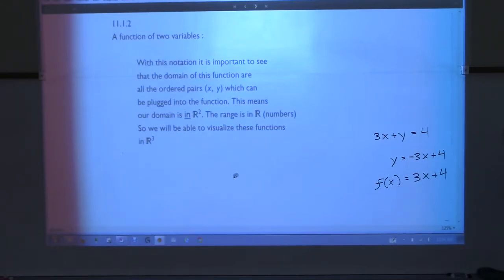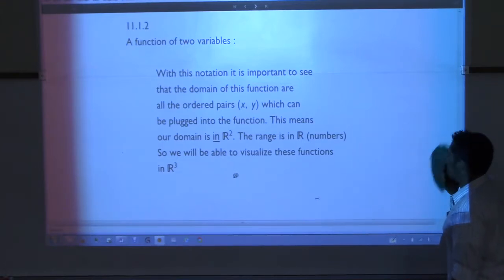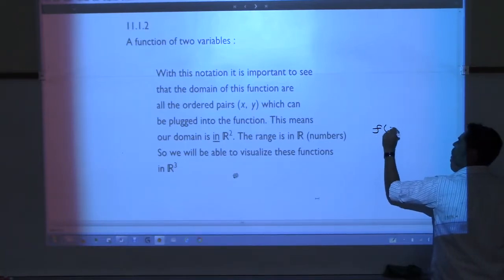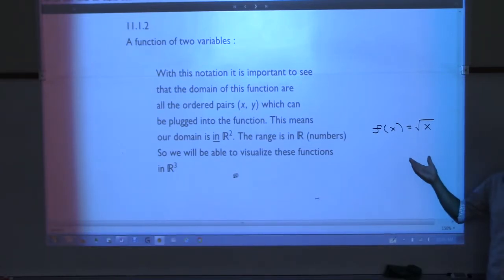All right, let me try and make this a little bit bigger. With this notation, it is important to see that the domain of this function are all the ordered pairs x, y, which can be plugged into the function. This means that our domain is two-dimensional. So if you look back again, let's take an example of something that we've seen before. That is a root function, right? We studied that in college algebra. This has some domain restrictions, doesn't it? The domain restrictions here are that x has to be greater than or equal to 0.